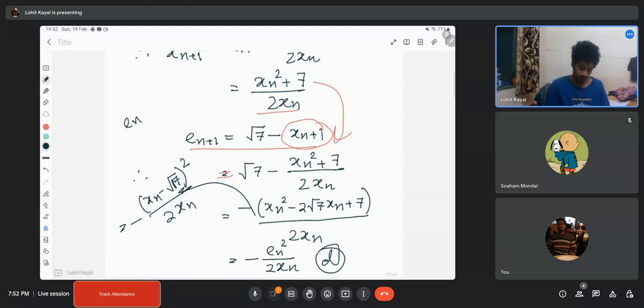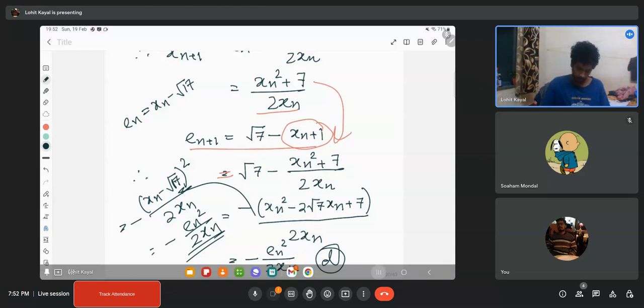I will refresh it and send it to you. So in this case it will be just xn minus square root of 17, so it is just minus of en squared by 2xn. So this will be the solution. Okay, so let me go to that note.